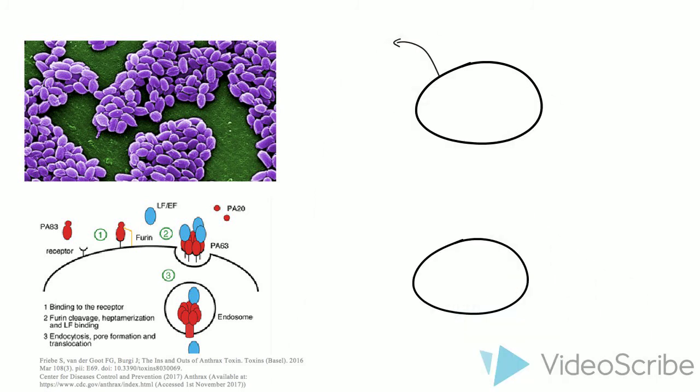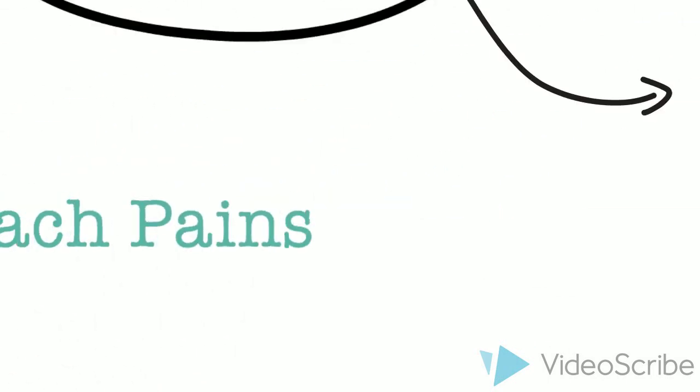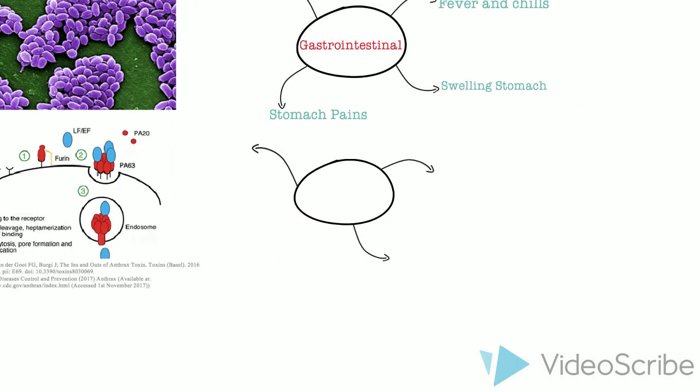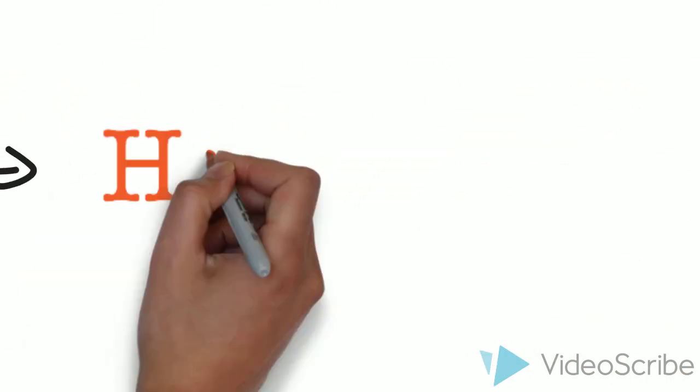Symptoms can take 1 day to 2 months to appear, and there are different types of symptoms dependent on where the bacterial infection occurs. Gastrointestinal symptoms consist of sore throat, fever, chills, stomach pain, and swelling of the stomach. Inhalation symptoms are cough, chest discomfort, and headache.